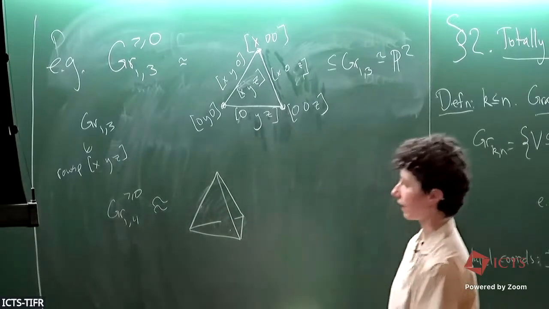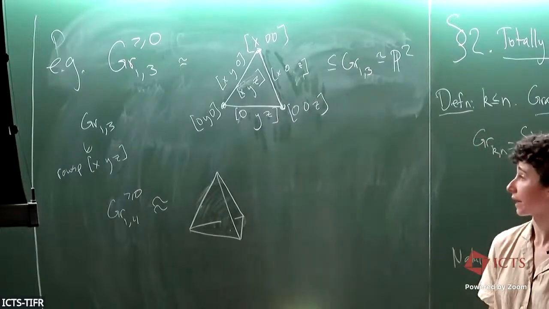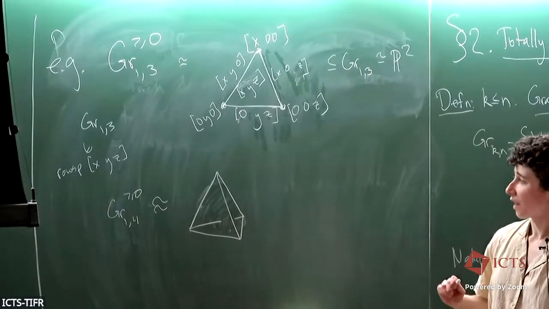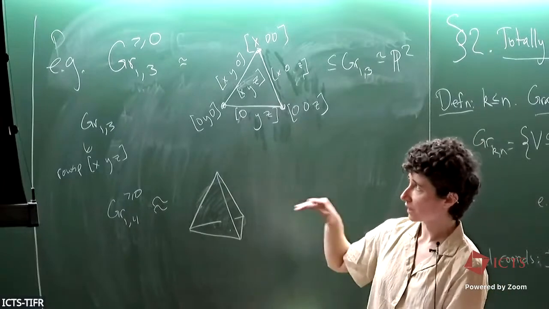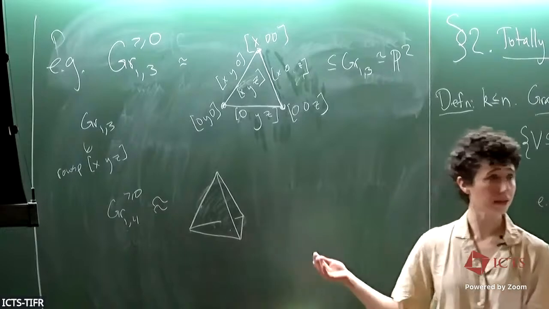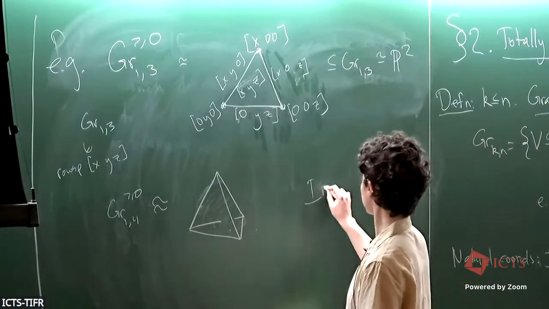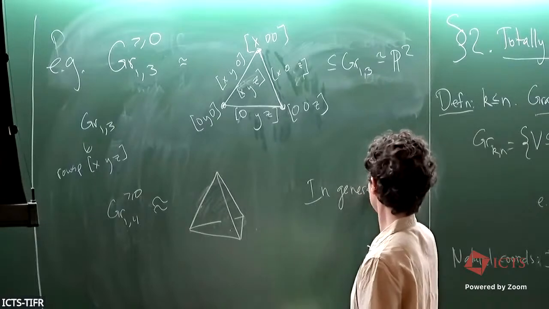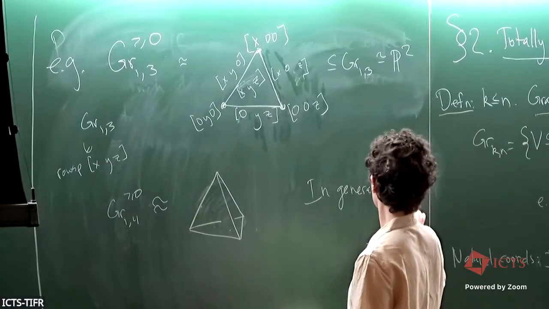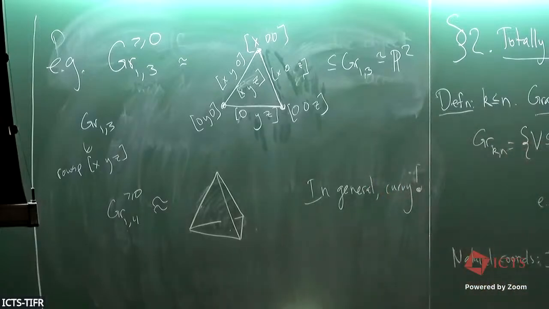Looks something like that. And I can label the faces in a very similar way to here. Okay, but I want to emphasize these are exceptions. This is a k equals 1 phenomenon, where we get something that looks linear like this. In general, you get something curvy. And I can't draw it, but these are the ones that I can draw.